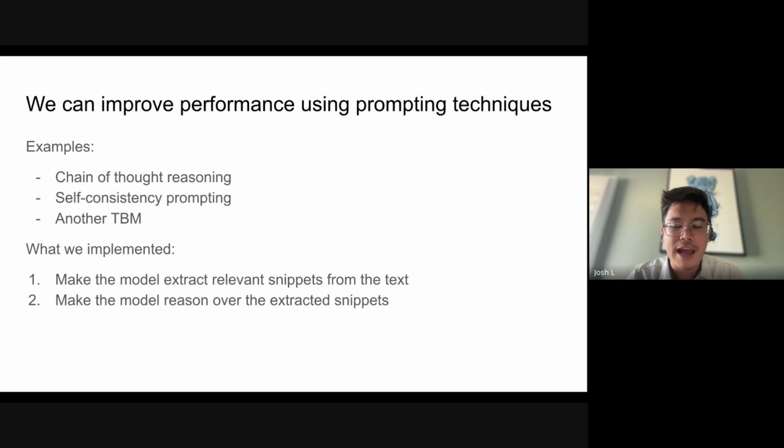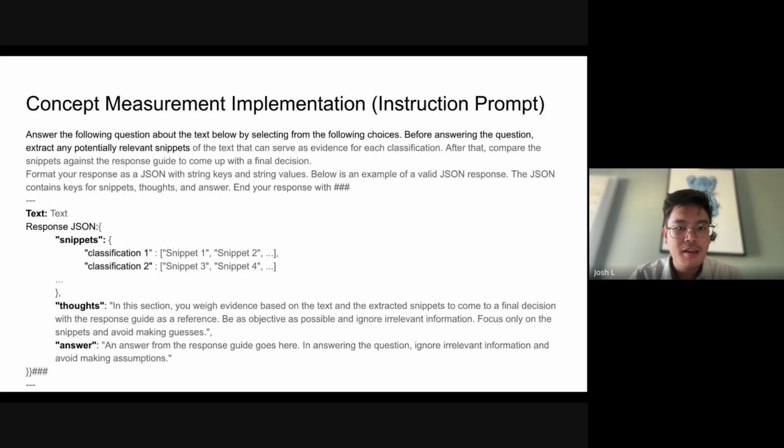So in terms of what we actually implement in our paper, what we do is first make the model extract relevant snippets over the text and make the model reason over those extracted snippets. So what does that look like? First, in our concept measurement prompt, you have this instruction, which says your task is that you will be given a text, and then you will be given potential buckets for the snippets in the text to fall under.